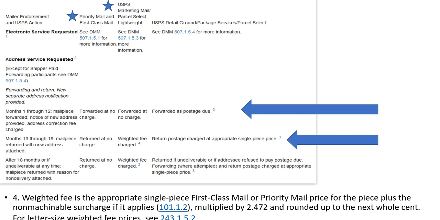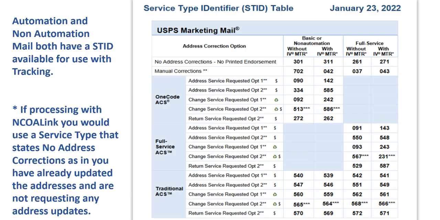So these endorsement lines that you use on your envelopes have to have a service type in the Intelligent Mail barcode that matches, and they do have different requests. And that's the whole reason for using a service type. You're requesting something from the post office. Now, automation and non-automation mail both have different STIDs available for use with tracking. Non-automation mail would be mail that doesn't CASS certify. It would also, in that category, be mail that you're not uploading to PostalOne! for full service.